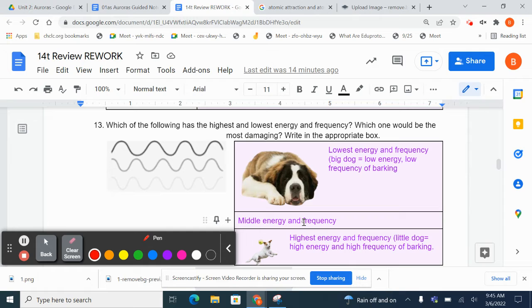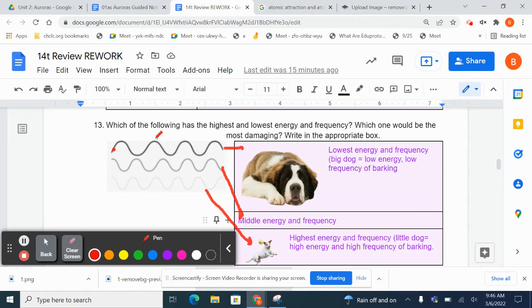All right, let's look at 13. Here we have which of the following has the lowest energy and frequency and which would be the most damaging. Okay, so here we're looking at longest wavelength. So this box correlates to this line, this one to this line, and this one to this line. And I stretched it out because I added pictures. Yours is better lined up than mine. So what we have here, the first one on the top, is the lowest energy and frequency. So a longer wavelength is low energy and low frequency.